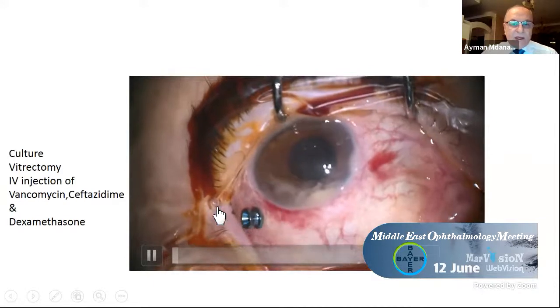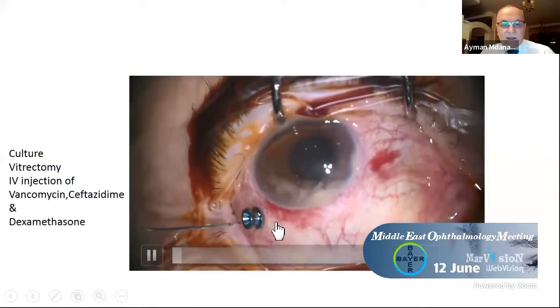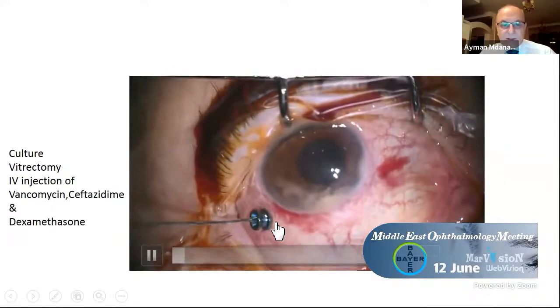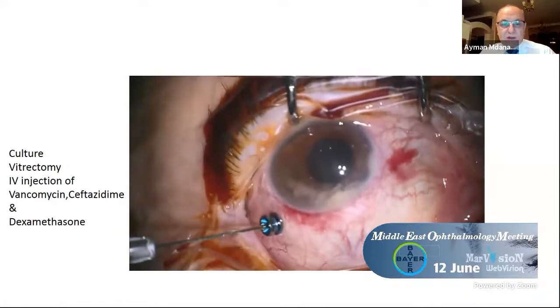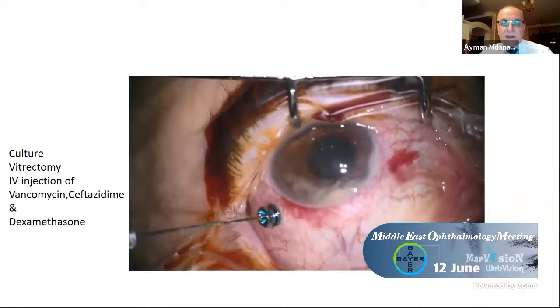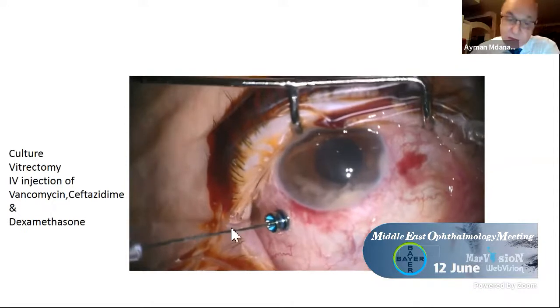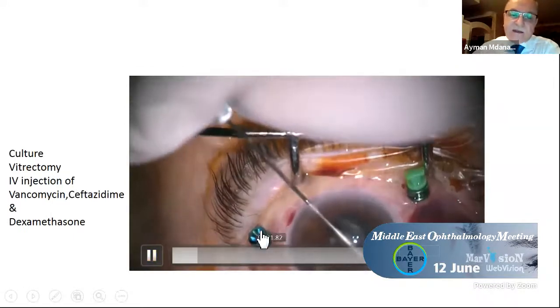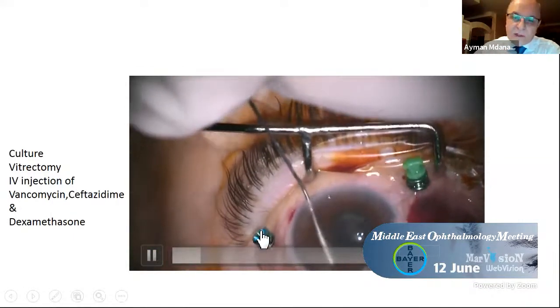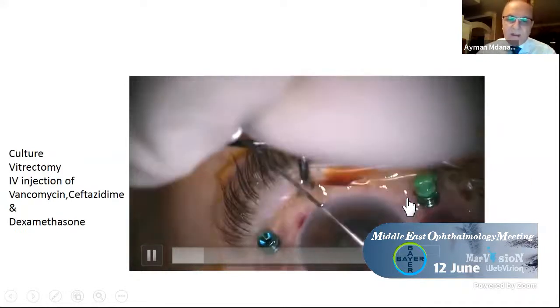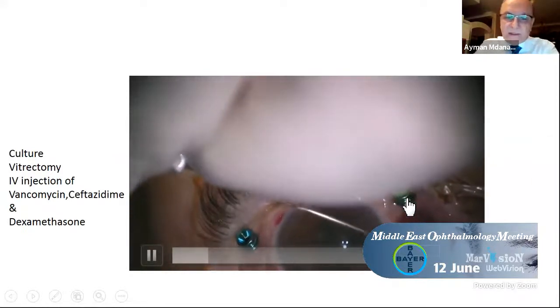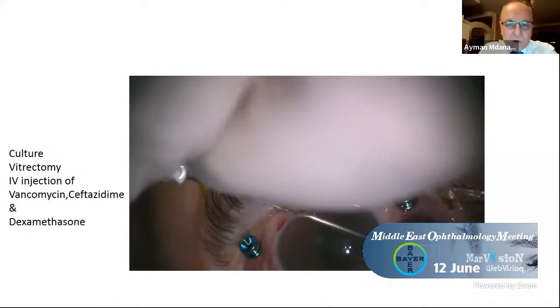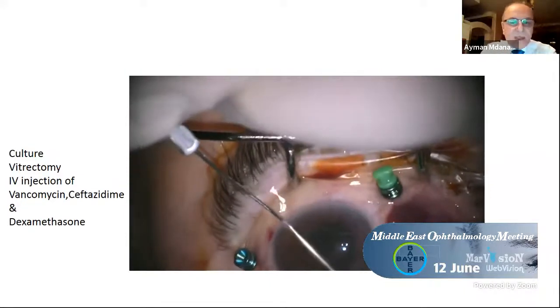What I do, I insert first the cutter to try and take a biopsy. I use, in fact, the cutter without putting any irrigation. Then I aspirate what's present in the tube and I send it for culture and sensitivity.